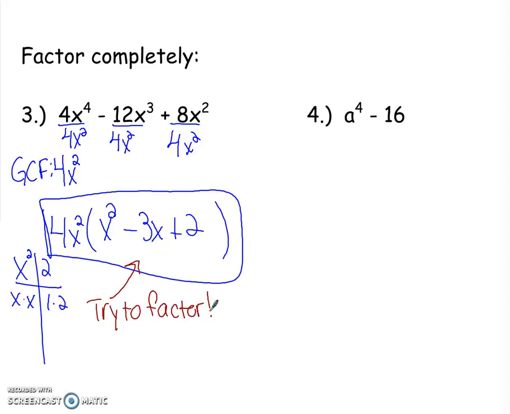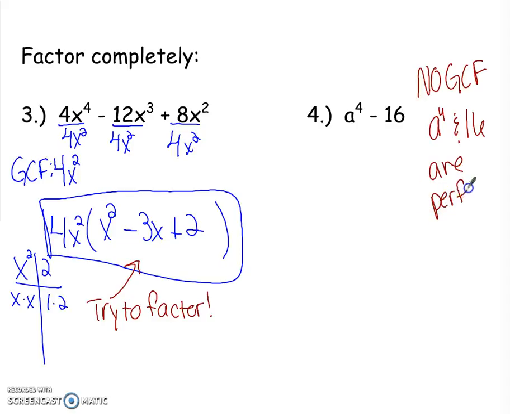When I look at number 4, there is no GCF, so I can skip that. No GCF. Is it a special trick? Is a to the 4th a perfect square? Yes. Is negative 16, or 16, a perfect square? Yes. A to the 4th and 16 are perfect squares. Because they are perfect squares, the square root of a to the fourth is a squared. The square root of 16 is 4, so it's a squared plus 4 and a squared minus 4.